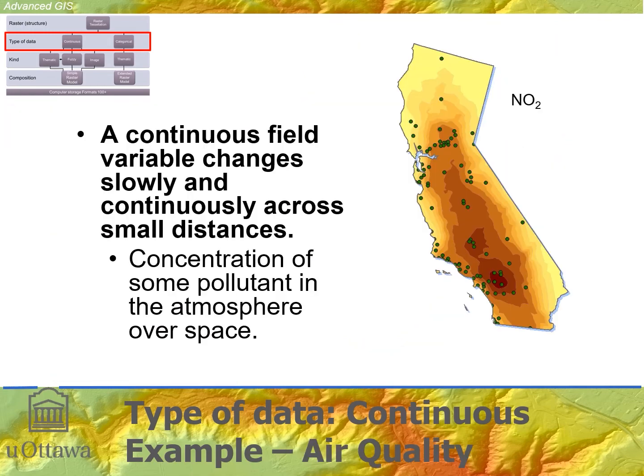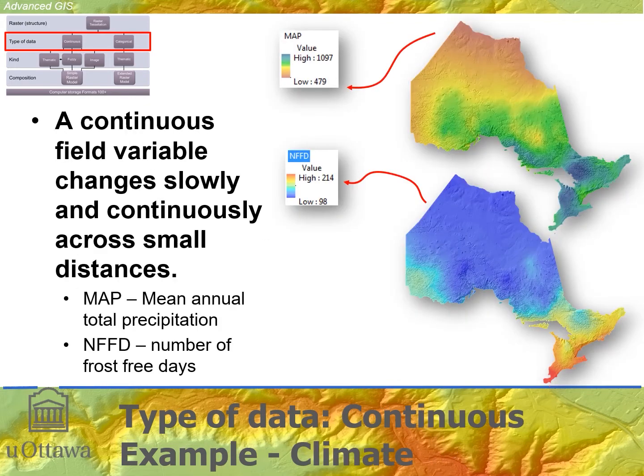Another example of a continuous variable would be the concentration of some pollutant, like nitrogen dioxide, in the atmosphere, a major pollutant that is not good for human health. Other types of continuous variables we see here. These are just ones showing different things in Ontario. And you'll see this in exercise 3.4 when you do it, because you'll be playing with those types of variables. Mean annual precipitation and number of frost-free days. Here, in colors, red means high and blue means low.